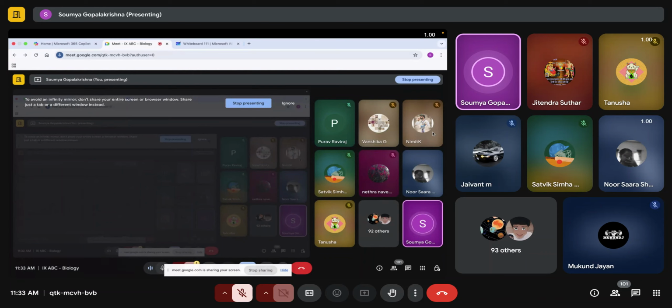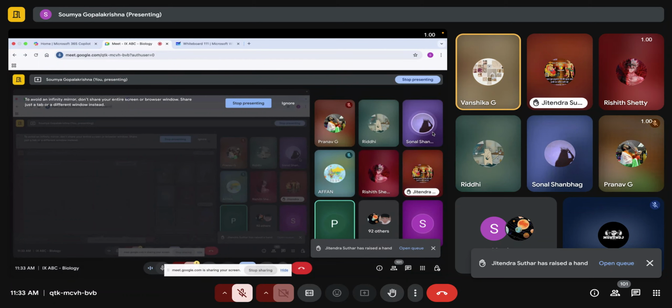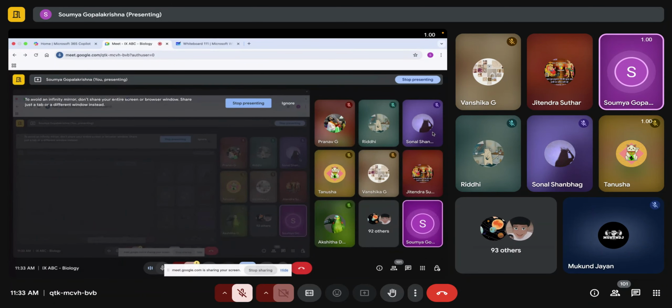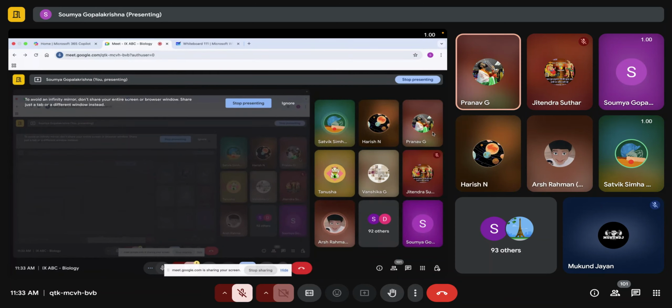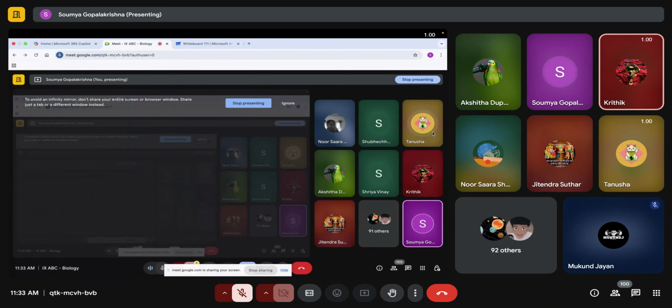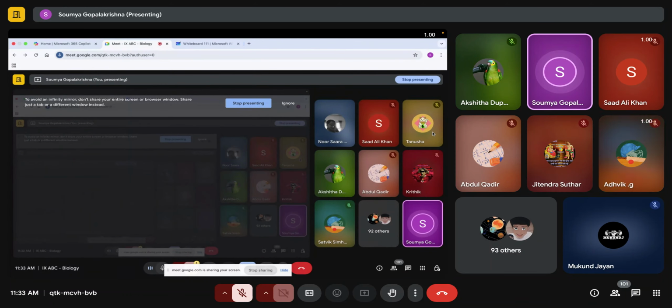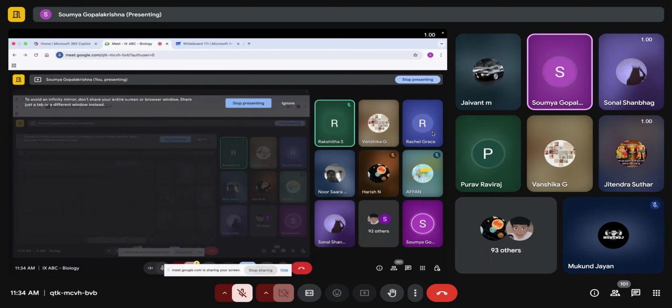What is the magnification in a compound microscope? 2000 times. I'm sorry, students, some of you are raising your hand. Since I'm not able to see everyone on my screen, I'm openly giving you the option to unmute yourselves and answer. And then, what is the magnification in an electron microscope? 2 lakh times. Supposing you want to see an organelle, part of a cell, which microscope can you use? Electron microscope.